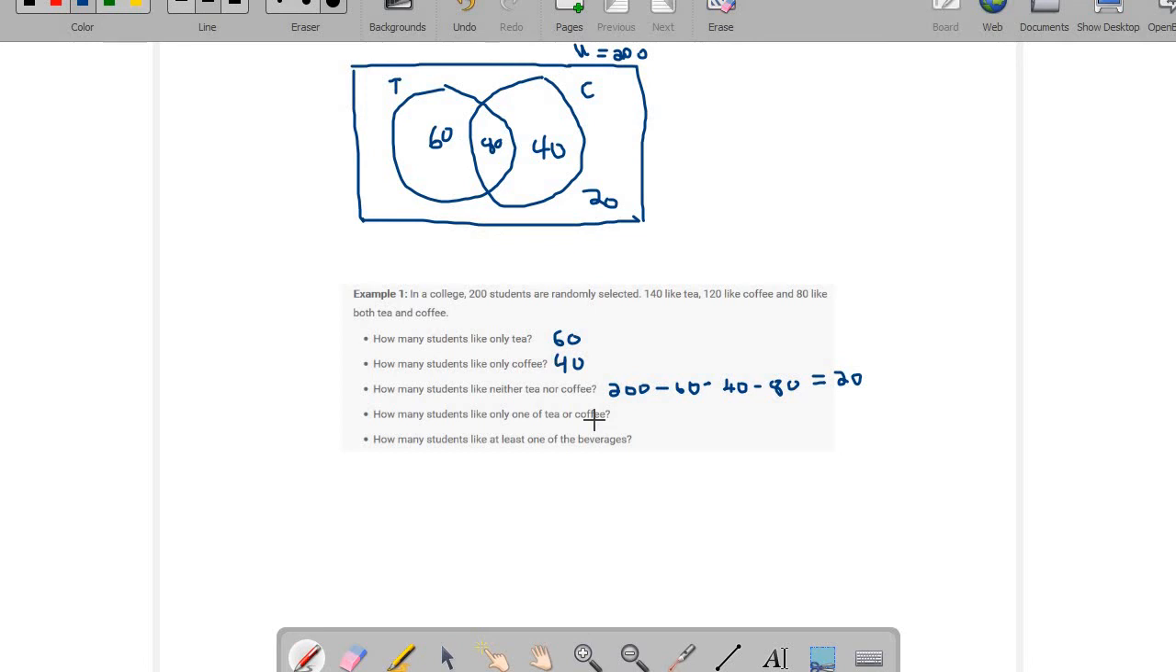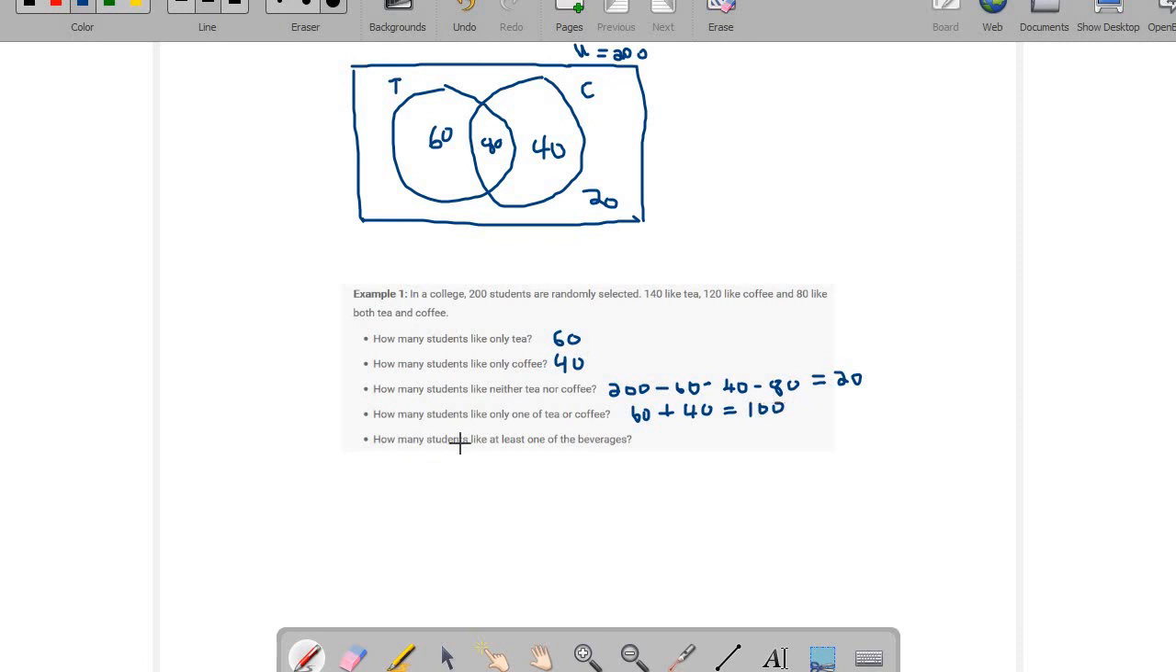So it says how many students like only one of tea or coffee. Whenever it says only one of tea or coffee, the word or implies that you're going to find the total for those who like tea only and those who like coffee only. That is why they use the word or. So we need to add up those in these two sections here. So it's going to be 60 plus 40, and that's 100. So the word or gives you a hint as to what to do, because it's saying that these persons belong to exclusively one group.